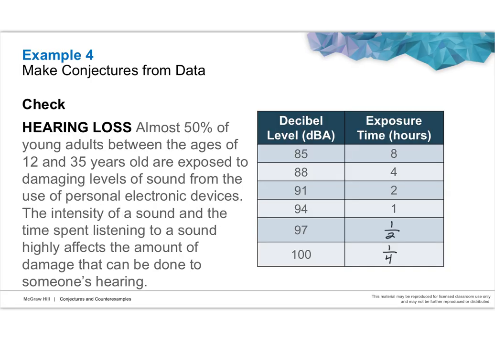Okay, for the check on page 155 of example 4, we have a new table, and this is about an idea of hearing loss. It says 50% of young adults between the ages of 12 and 35 years old are exposed to damaging levels of sound from the use of personal electronic devices. The intensity of a sound and the time spent listening to that sound highly affects the amount of damage that can be done to someone's hearing. So we have a table of decibel level on the left and the exposure in time. This is comparing how long it takes for a decibel level to do damage to a person's hearing.